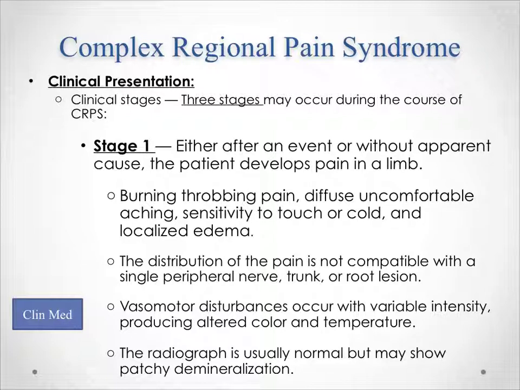The distribution of pain is not specific to a single peripheral nerve. You can have vasomotor disturbances, which produce altered color and temperature of the skin, giving it what's known as a mottled look to it. You'll see some areas that are pale, some areas that appear to be more flushed. Radiographic evidence at this stage is generally not helpful, although you can see some patchy demineralization of bone.